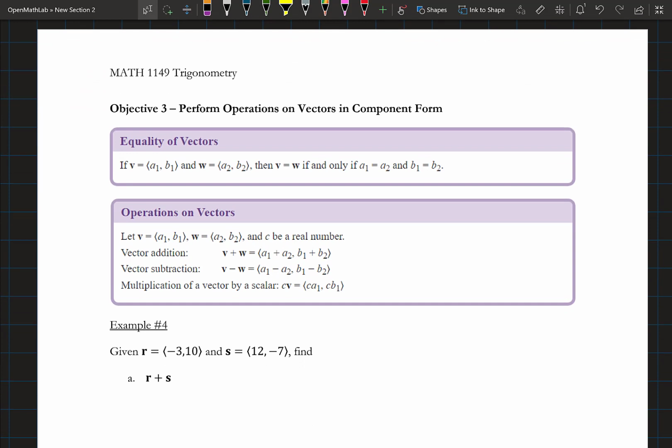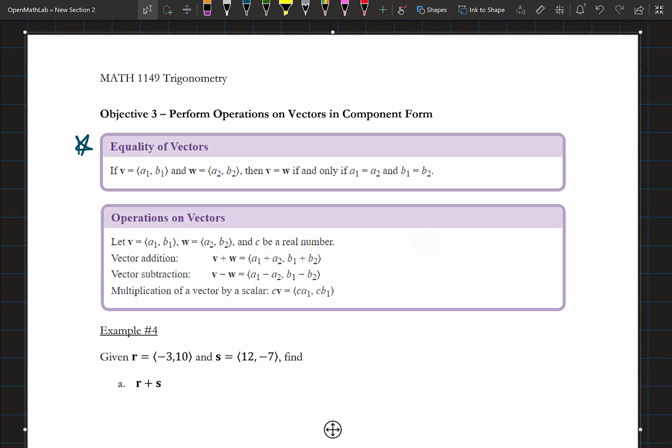So now I have objective 3, we're going to perform some operations on vectors in component form. So first of all, we have this idea of equality of vectors, right? So remember, the equality of vectors happens when you have the same direction, the same magnitude, right? So if I have a vector v in the component form a1, b1, and vector w in the component form a2, b2, then vector v is equal to vector w if and only if a1 equals a2 and b1 equals b2, right? So their components in the component form have to be the same.